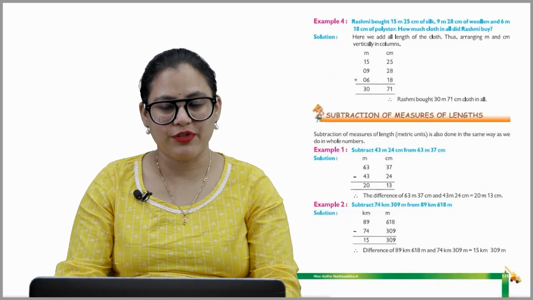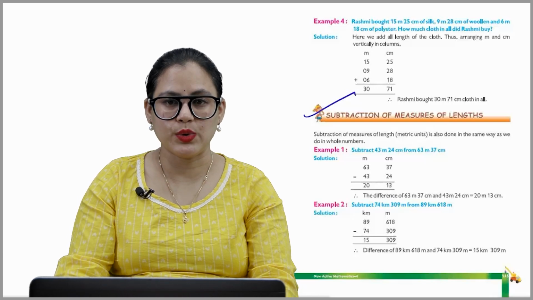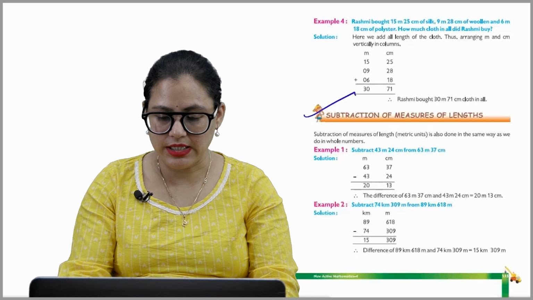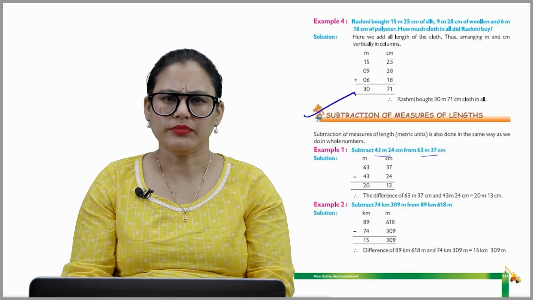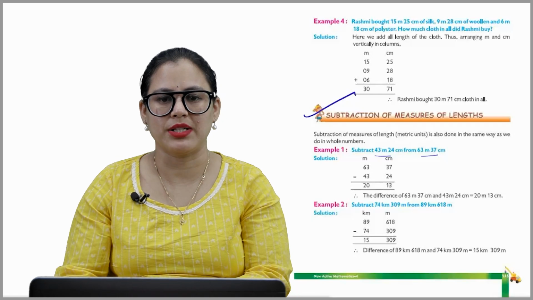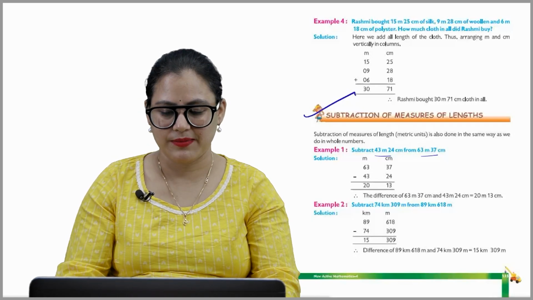Subtraction of measures of lengths. Subtraction of measure of length, that is metric units, is also done in the same way as we do in whole numbers. Example, subtract this number from this number. Similarly, what will you do? You will make two columns, one for meter, one for centimeter, and then we'll subtract as we subtract the ordinary numbers, right?